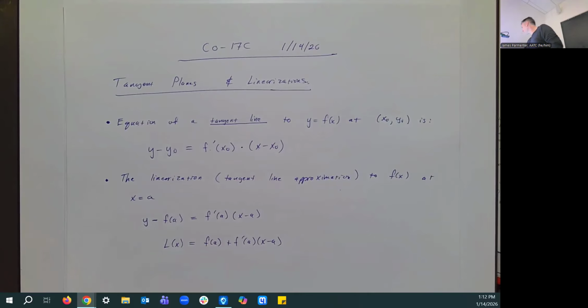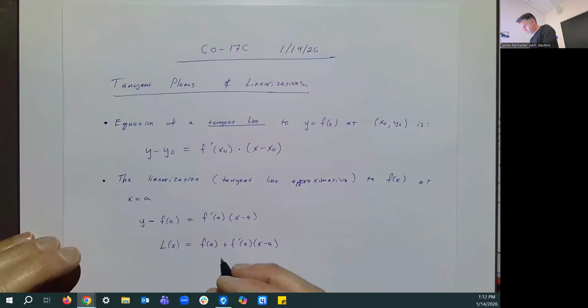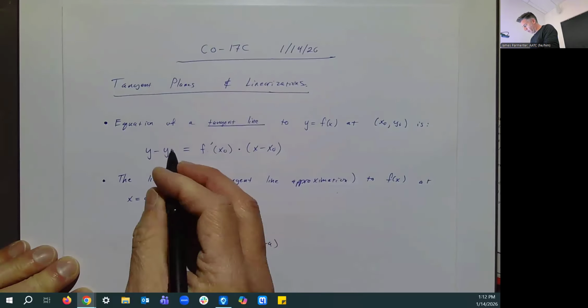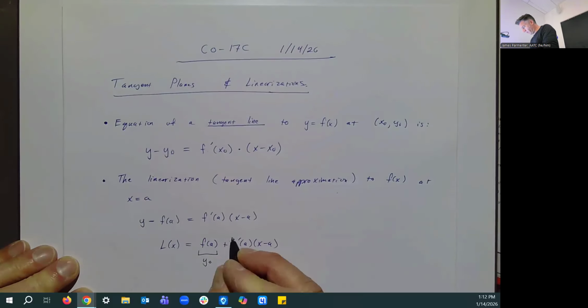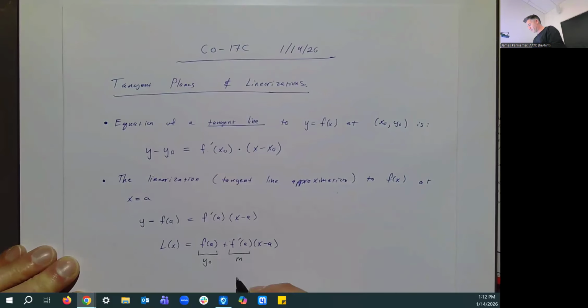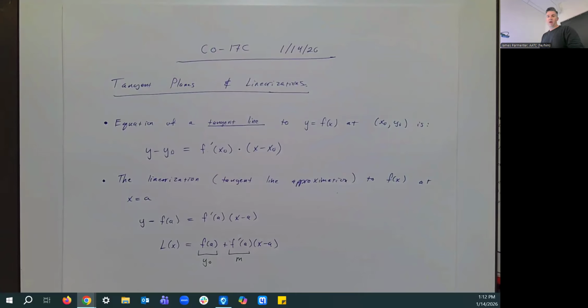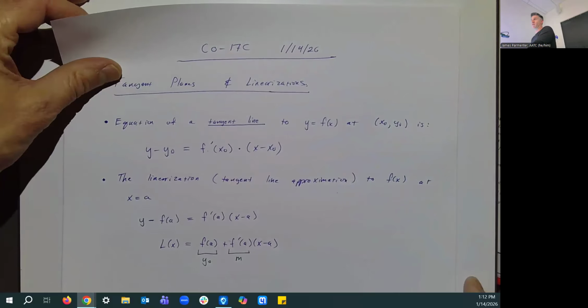So other colors. Here's your f of a, which would be like your y naught over here, and your f prime of a, which is like your slope, or your f prime of x naught. Same equation, just a slightly different way of imagining what's going on. And if you recall, you might have used linearizations back in 17a to approximate the value of something like the square root of 8. In fact, let me remind you.